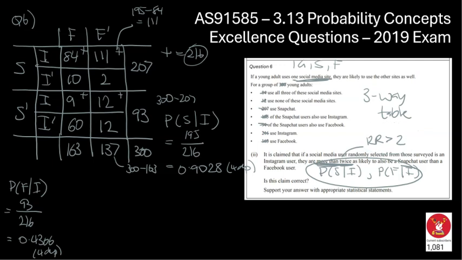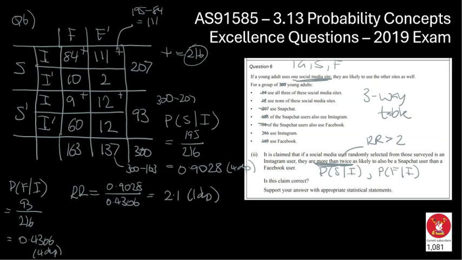We now need to calculate that relative risk. So my relative risk, remember, it's always equal to the big probability divided by the little probability. So that's going to be 0.9028 divided by 0.4306. And when I do that division, I'm getting 2.1, and that had a 1dp rounding. So that 2.1 definitely confirms that it's more than twice as likely, so it is greater than 2.